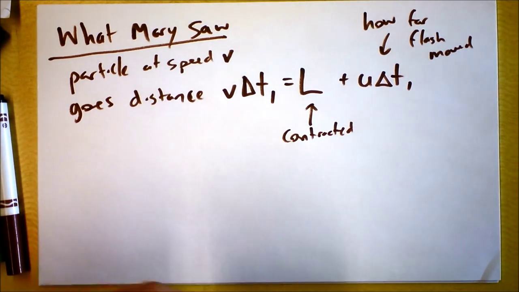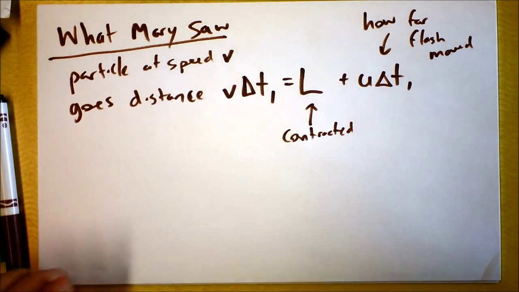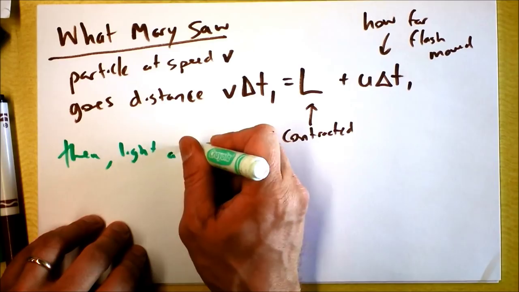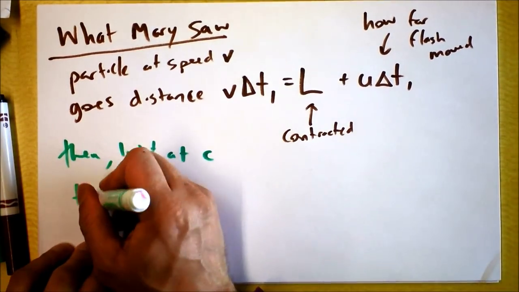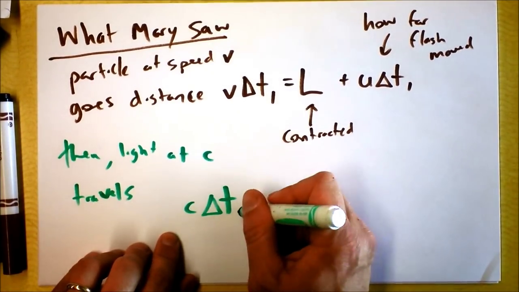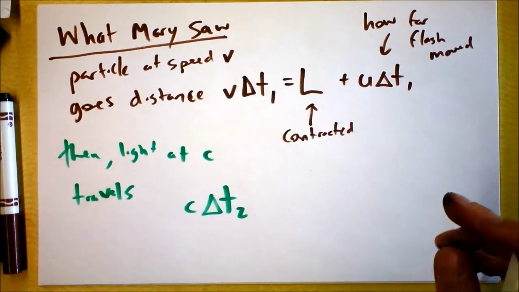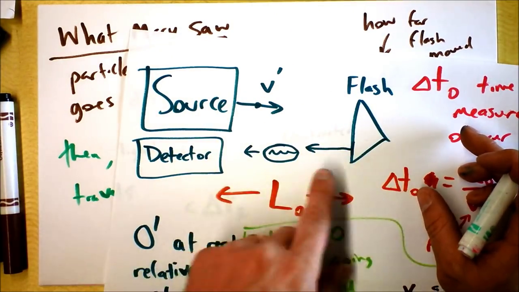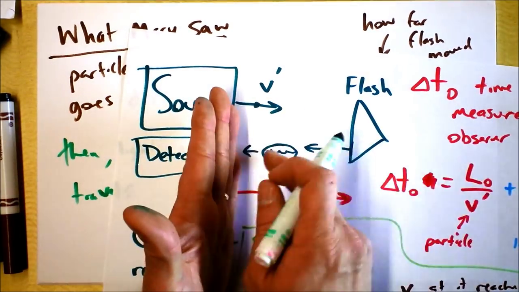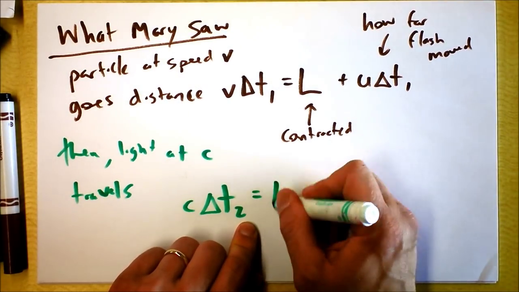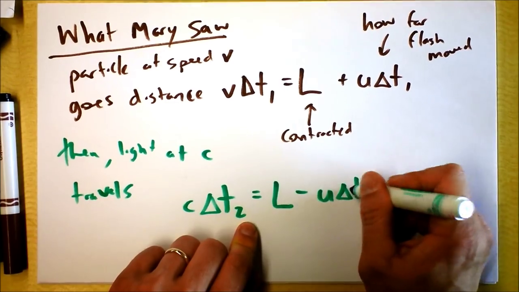Let's do a little bit of, can we handle seafoam green? Well, we could try, I guess. Then light, of course, travels. Well, we can define in the same argument that it's C times delta T2. That is the time that Mary thinks it takes for the light to get back this direction. But remember that Mary thinks the whole apparatus is moving to the right, so she thinks that the detector has actually moved towards the light, and so she thinks the light hasn't gone nearly L, which would be her contracted length. But here's what she sees. She sees it going a length L minus U times delta T2.